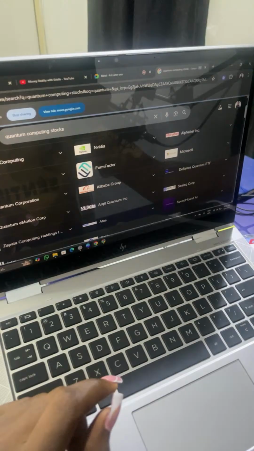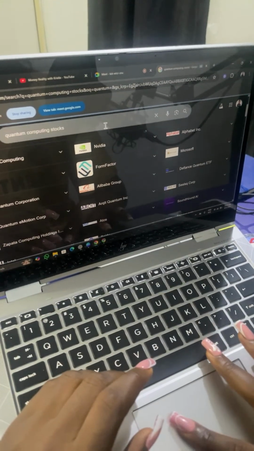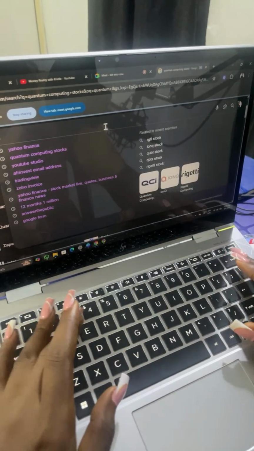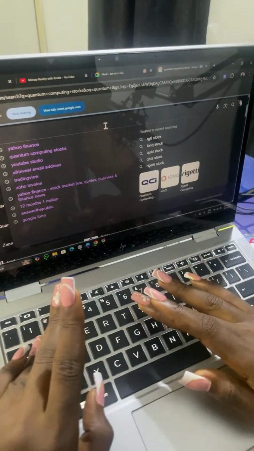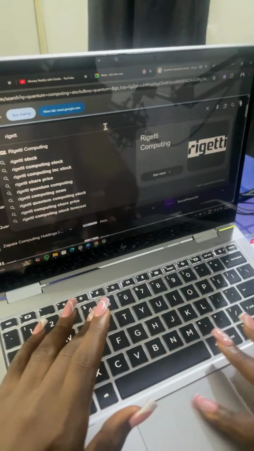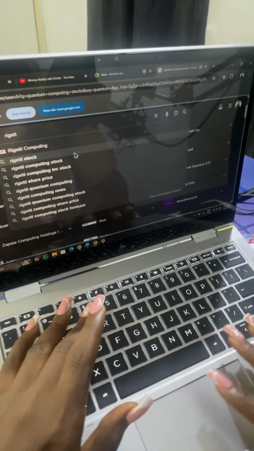Okay, so that's Rigetti Computing. I think it's at a high price right now. There's Rigetti. We can also check QCI as well. But I think Rigetti might be at a high price at the moment. We also need to know why it's high.